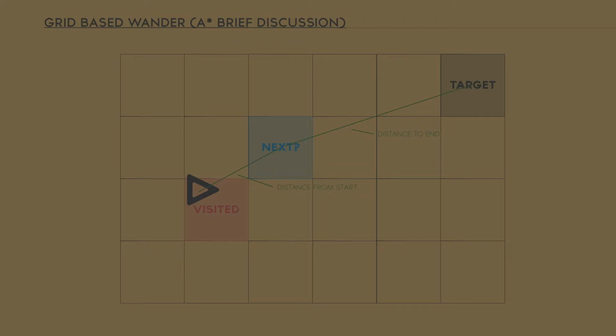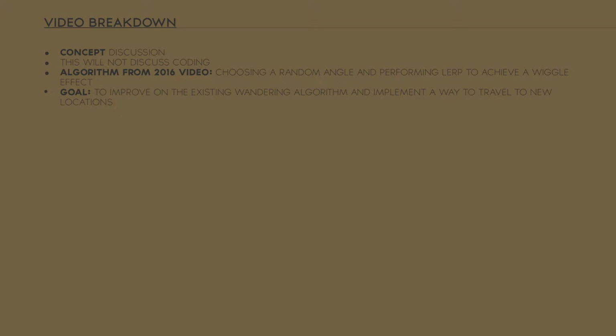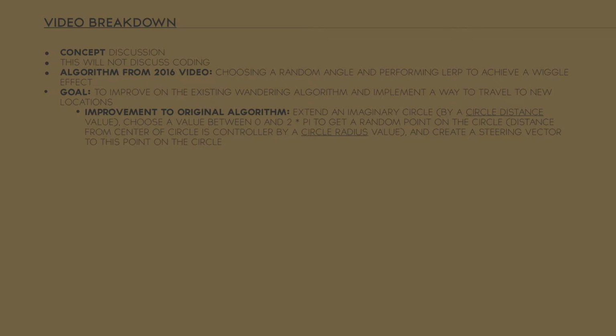So there's many ways that you can do that. You could just have the object travel to that point and be done with it. But I decided to use A-star pathfinding to give it more of a chance to travel to locations it's never been to before. So that's the basic goal of the wandering algorithm. The basic improvement to the algorithm that we already did a few years ago is to extend an imaginary circle and choose a point on that circle by a given radius and a random angle between 0 and 2 pi, and that's where we're going to give our little wiggle effect.